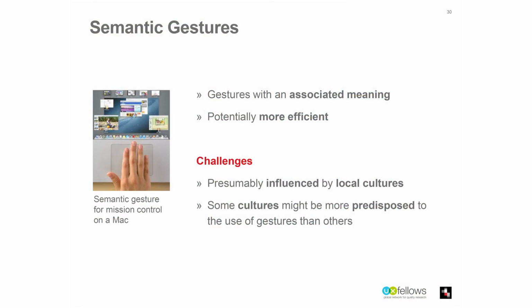On the other hand, we have semantic gestures. Semantic gestures have an associated meaning, so they are able to transport more information at the same time. And we all know them. For example, any Mac user knows these gestures. If you swipe with all 4 fingers upwards, you can launch Mission Control and everything. So this is again something you have to learn, but it's semantic, so there's a meaning in that gesture.